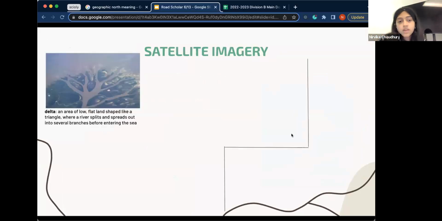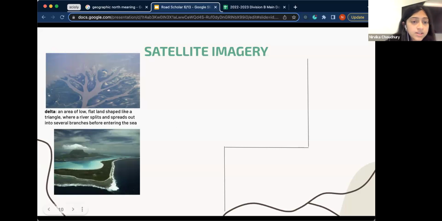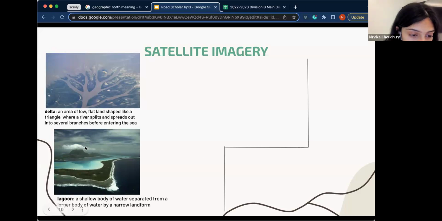Satellite imagery. A delta is an area of low flat land shaped like a triangle where a river splits and spreads out into several branches before entering the sea. The next one is a lagoon, which is a shallow body of water separated from a larger body of water by a narrow landform. So here you can see how the body of water is kind of separated.